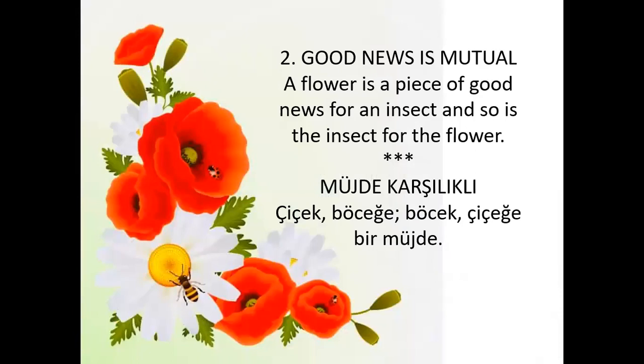Two: good news is mutual. Good news is singular. A flower is a piece of news. There is S in the nature of news. Good news is mutual. A flower is a piece of good news for an insect, and so is the insect for the flower. Yes, a flower is good news for the insect, and the insect is good news for the flower.